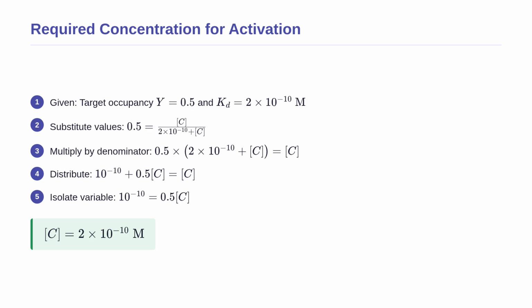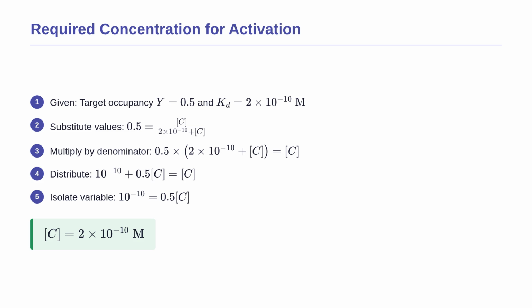Let us look at another scenario, this time working backward. A macrophage needs 50% receptor occupancy to activate, so Y equals 0.5. The dissociation constant is 2 times 10 to the negative 10 molar. We need to find the required cytokine concentration, C. We plug our known values into the formula.